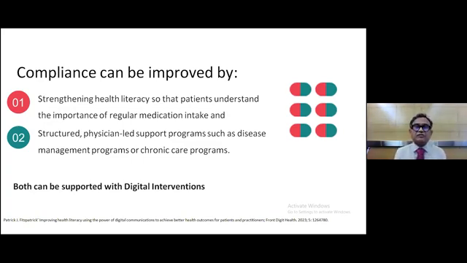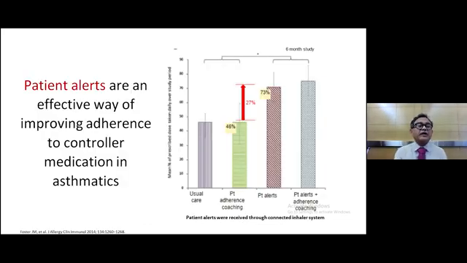But I told you just now that constant education is required. But mere education is not enough, there should be a structured physician-led support program, such as a disease management program or a chronic care program, and that will really improve the compliance. And many times, just talking to the patient is not enough. We should have some platforms where we can improve the compliance.